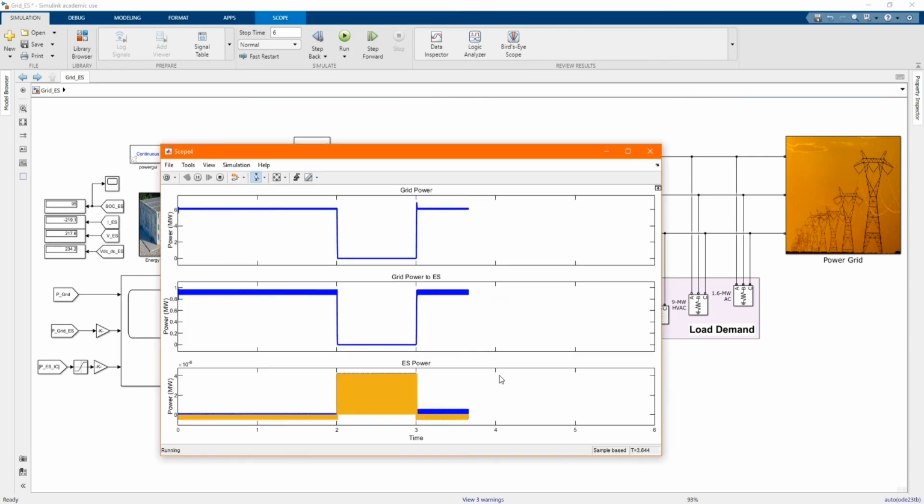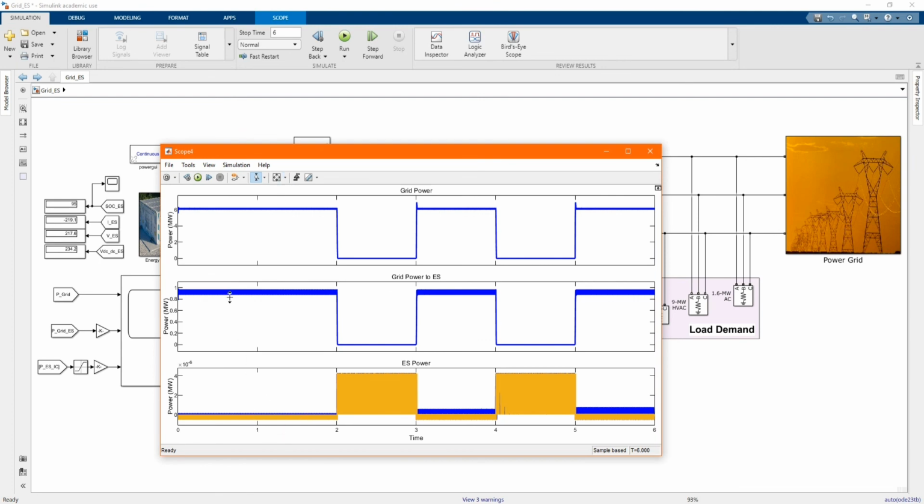Let's check our results. As you can see, the grid supplies from 0 to 2, and from 2 to 3 it is off, not supplying. From 3 to 4 it is supplying, and from 4 to 5 it is not supplying. From 5 to 6 it is supplying.